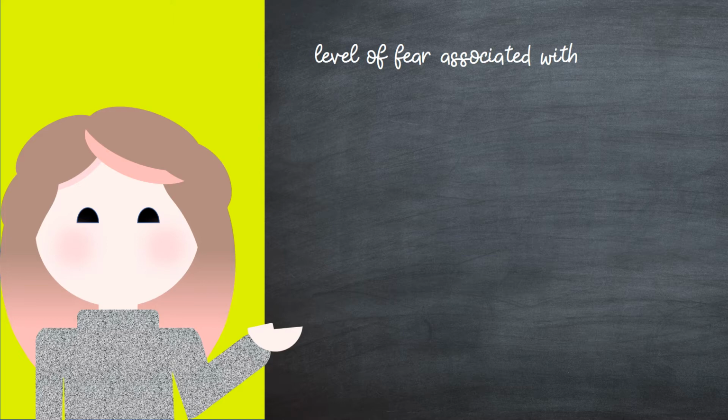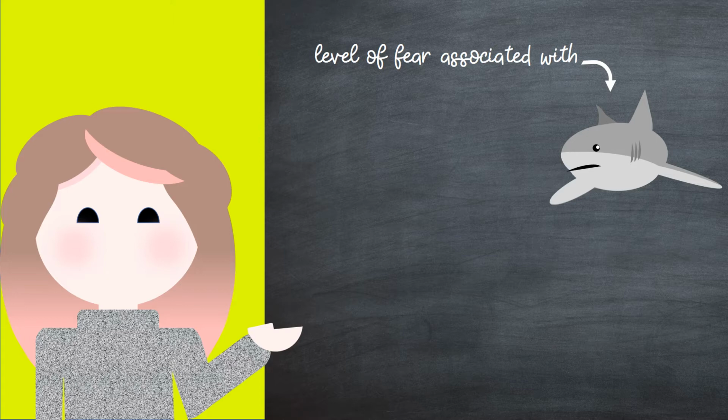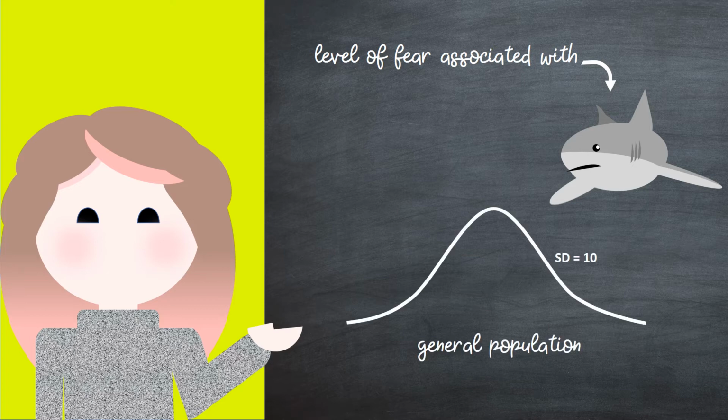To demonstrate, if we gave a random group of people a survey to gauge their level of fear associated with diving with sharks, we would assume most people would have a healthy level of fear. Some would be pretty comfortable, and others quite afraid. Here we might find that our standard deviation is 10.